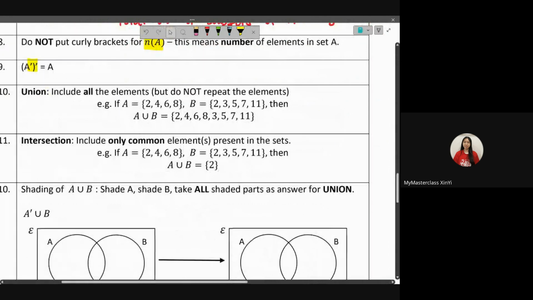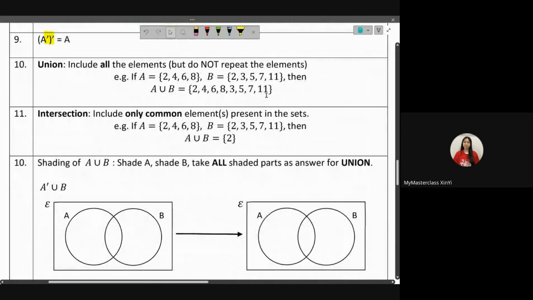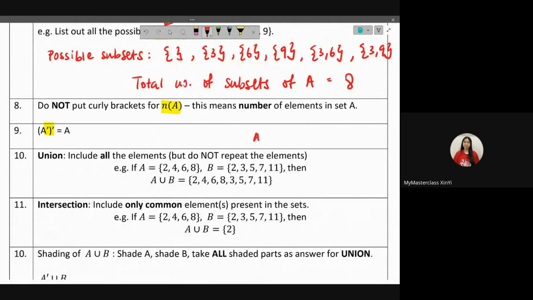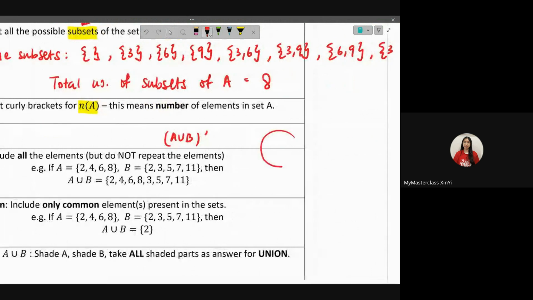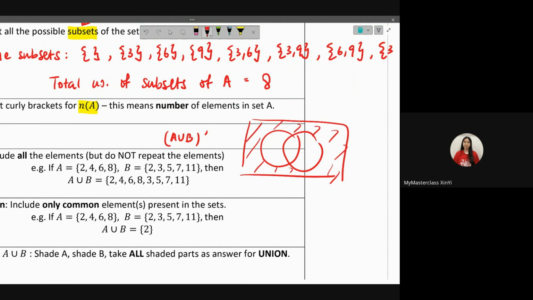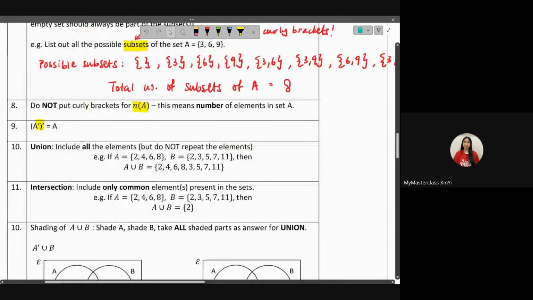Then when we talk about union and intersection, union means you include all the elements, but you cannot repeat. Again, A union B, whole thing prime. A union B means this whole chunk, and outside of it means the box outside, so it's all the elements outside of it. Always think of the prime as outside, so outside of A union B. You will see this later in the example.